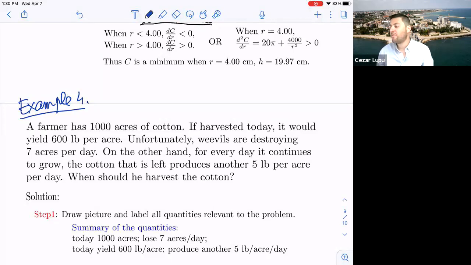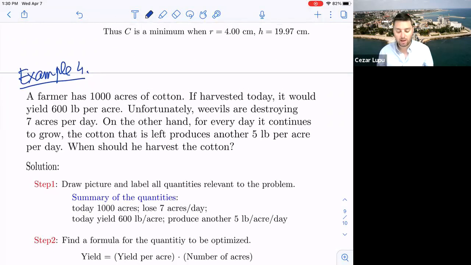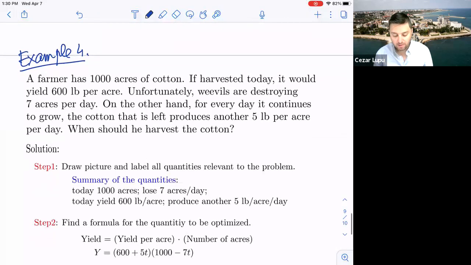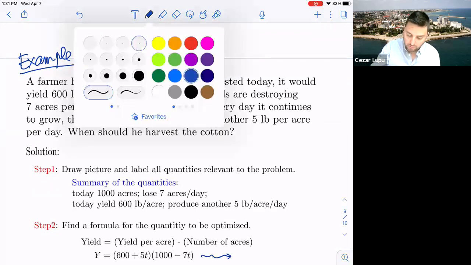Now we need to find a formula for the quantity to be optimized. We know that the yield is the yield per acre times the number of acres. Now we can easily identify it: the yield per acre is 600 plus 5t, right? And the number of acres is 1,000 minus 7t. So that is my function. I already identified my function, y of t.